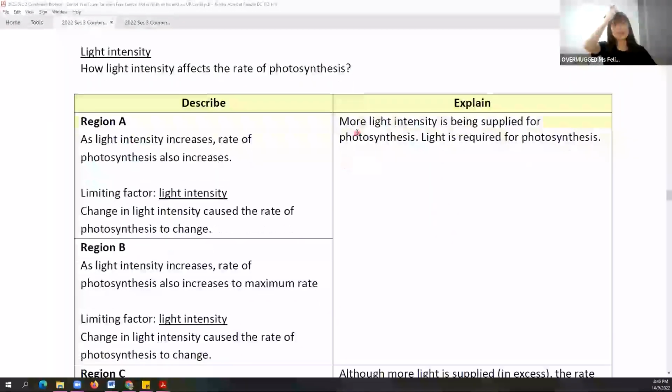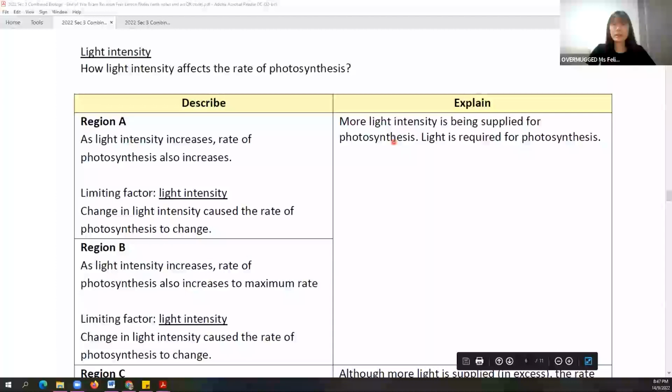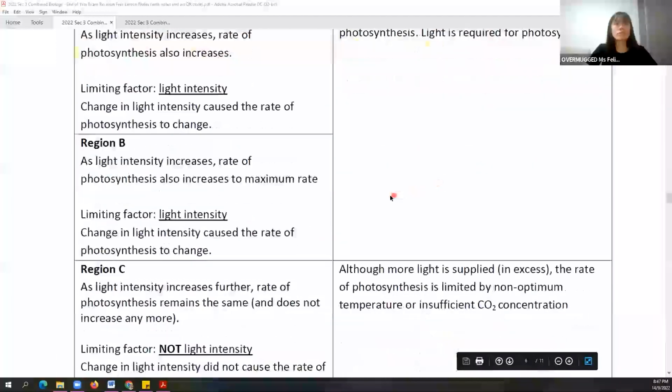Okay, so the last factor, light intensity. You need to know how light intensity affects the rate of photosynthesis. Same thing, I present the answer for you. For describe, you copy the left side. For describe and explain, you copy both sides.